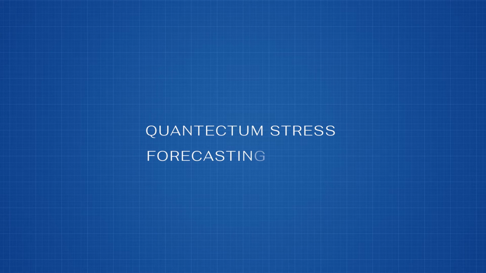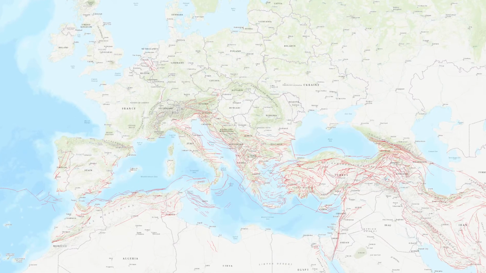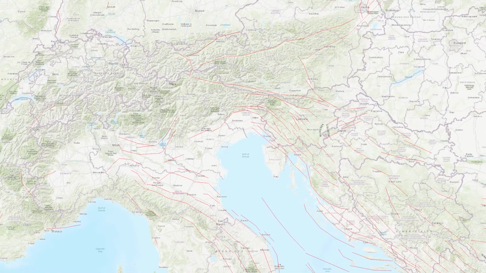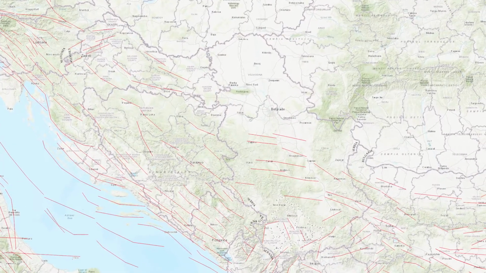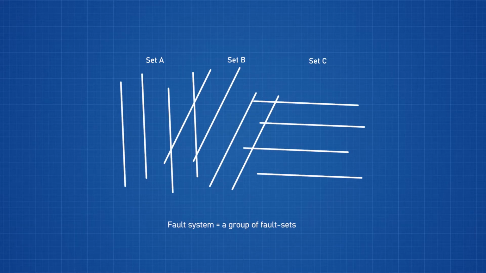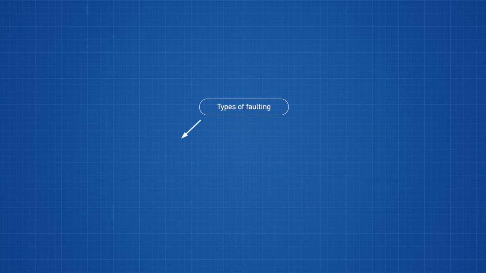Quantectum stress forecasting system. Earth's crust is cut by numerous faults. Usually, faults tend to grow in such a way that they form subparallel sets. Different fault sets can be present in a region forming a fault system. We distinguish between three main types of faulting: normal, reverse, and strike-slip faulting.